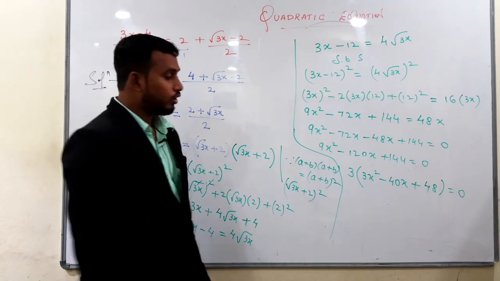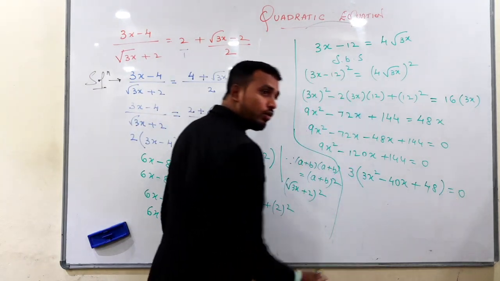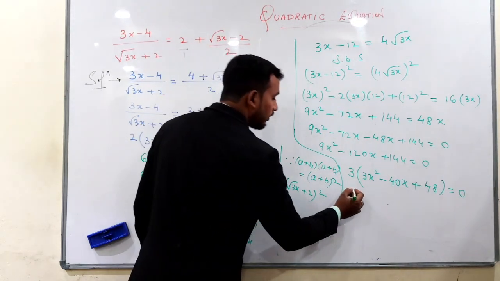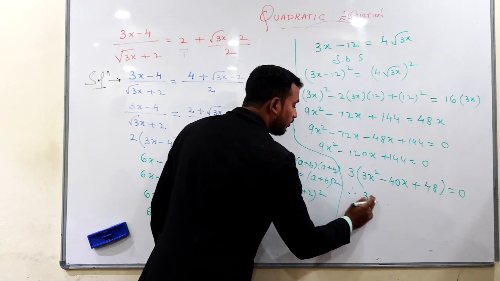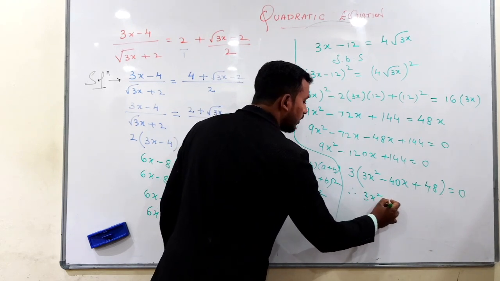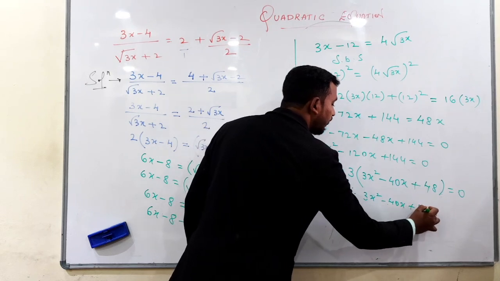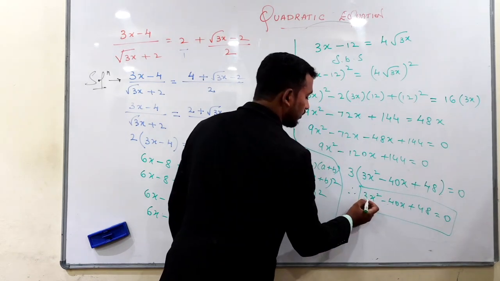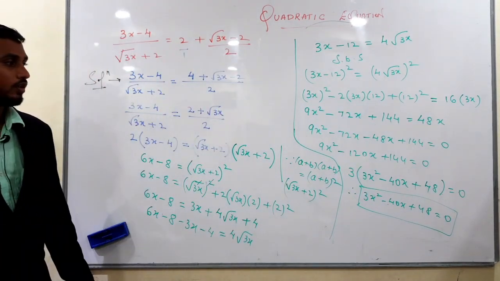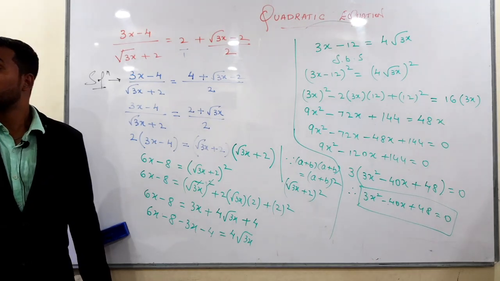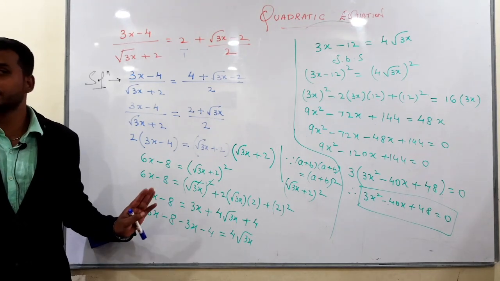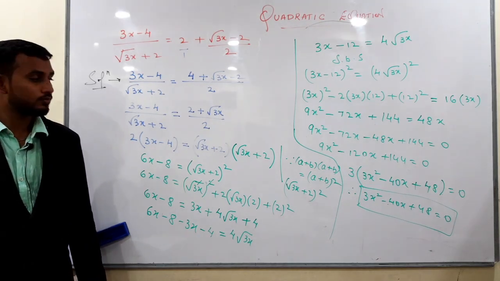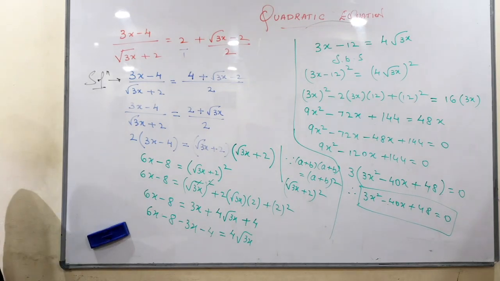Any doubts? Now this 3, shall we cross multiply with 0? This 3 comes here, so 0 by 3 is 0. So what is the quadratic equation we get here now? 3x square minus 40x plus 48 is equals to 0. So this is our quadratic equation. Copy down. Understood? Yes, sir. Did you understand the steps clearly? Yes, very good. Copy down.